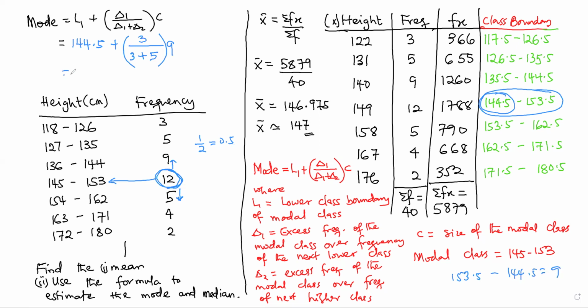So now we can easily compute for the mode. So you have 3 divided by 8 times 9. And this will give 144.5.